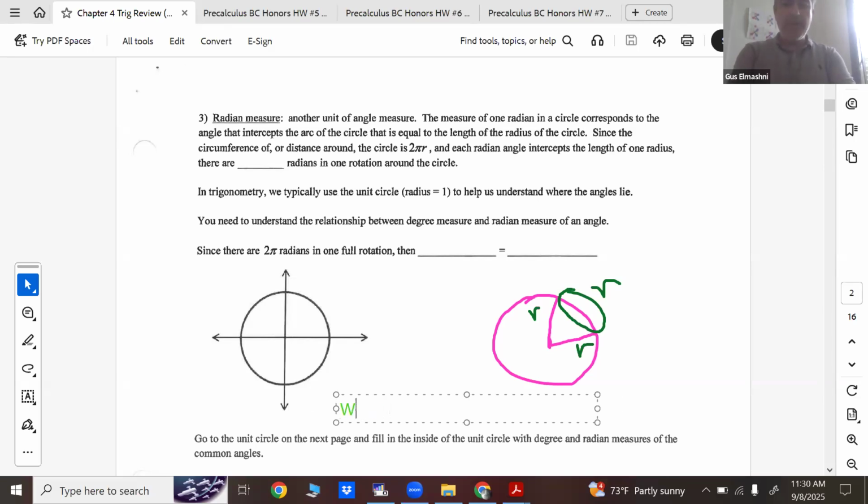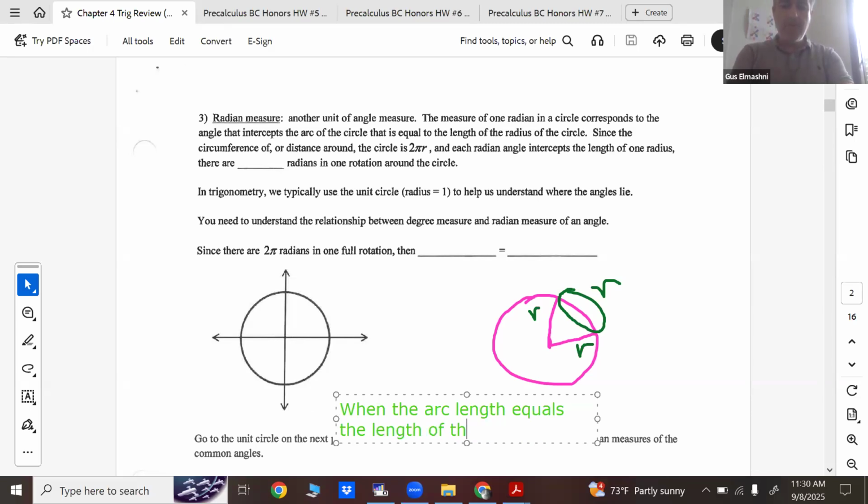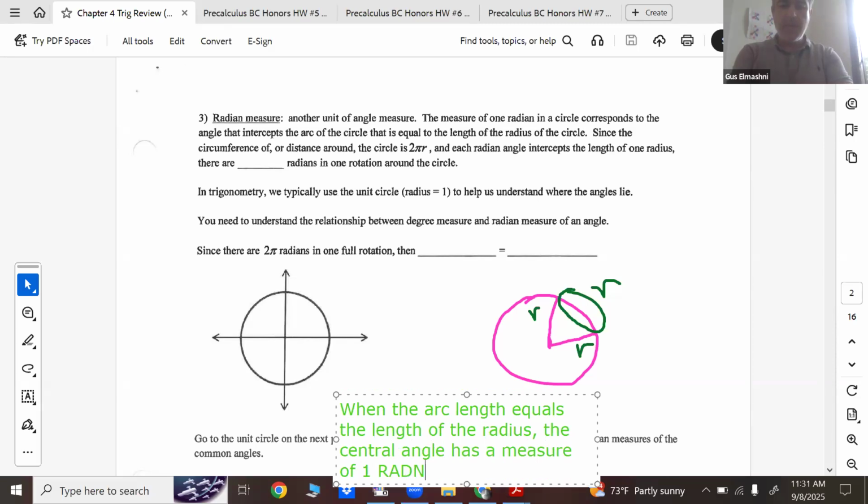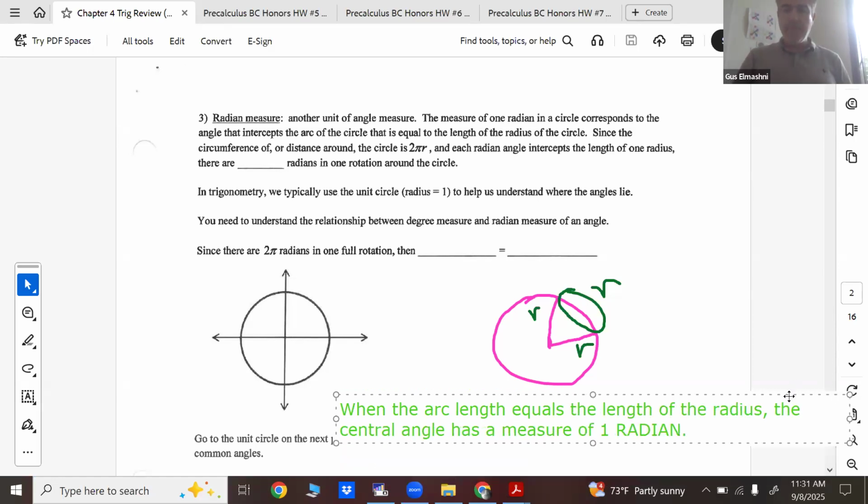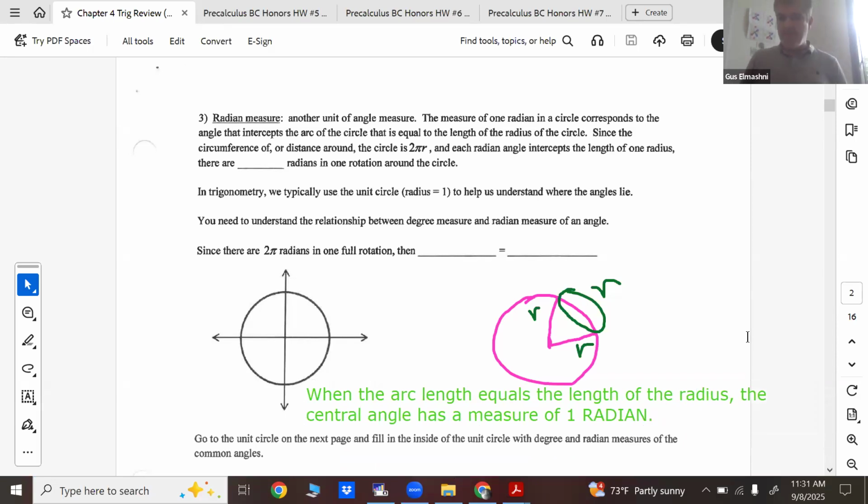When the arc length equals the length of the radius, the central angle has a measure of 1 radian. That is how a radian is defined. Okay? It's defined like that. So it's just something we accept. So a radian is defined as when the arc length equals the length of the radius.